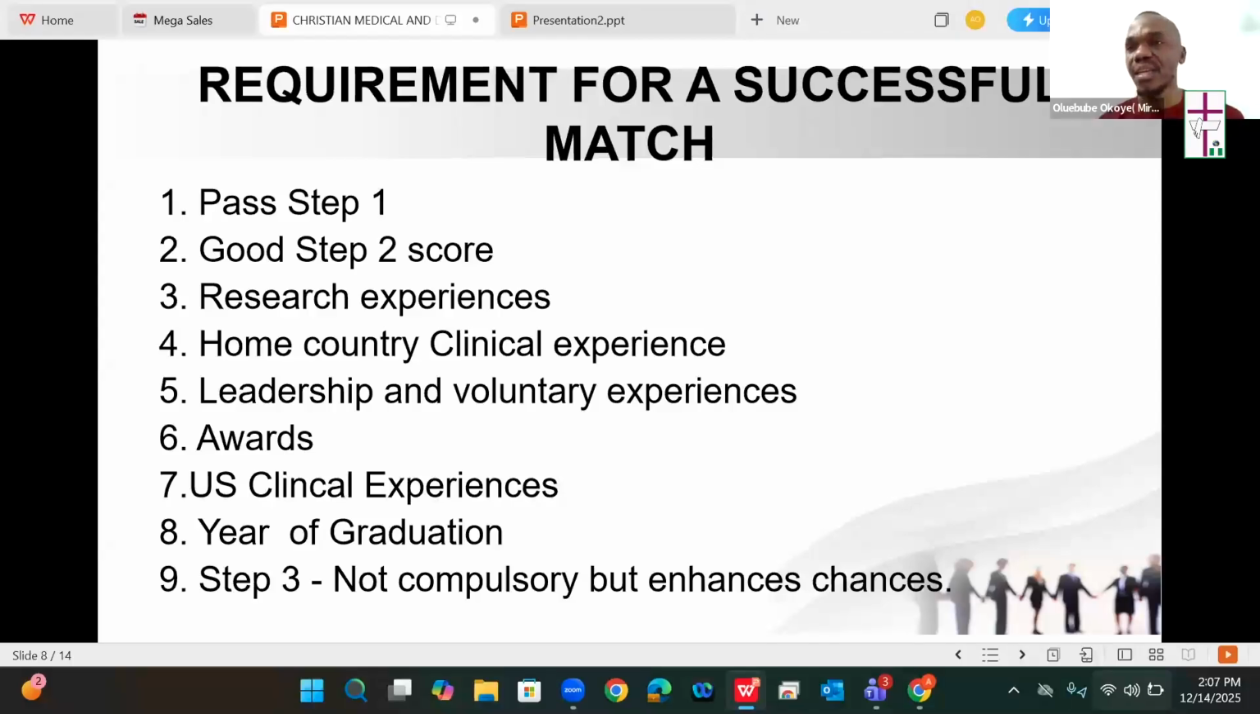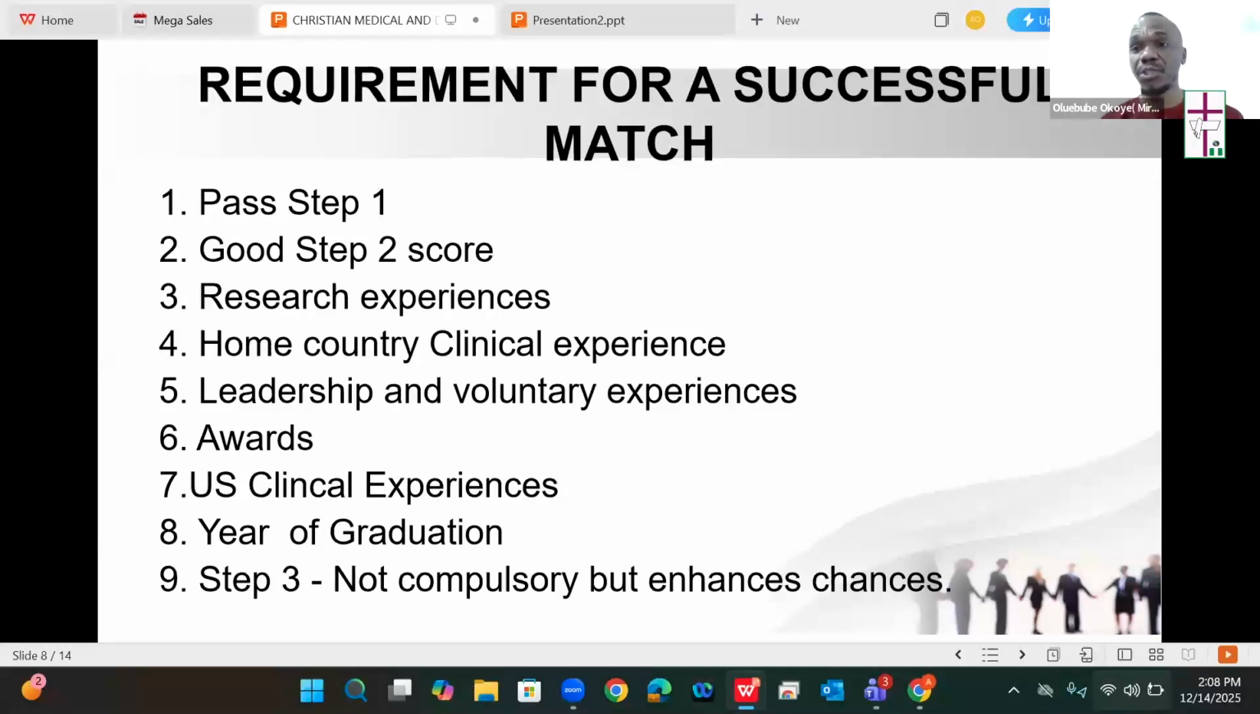Then the next thing is your US clinical experience. If you're able to have US clinical experience, it's also very good. Though a lot of persons may not be able to have it because you are practicing outside the US. But there are some persons that are able to get some virtual experiences. We'll call it tele-rotation. Over there in Nigeria, you are doing some tele-rotations in the US, and it also helps you to be able to match.